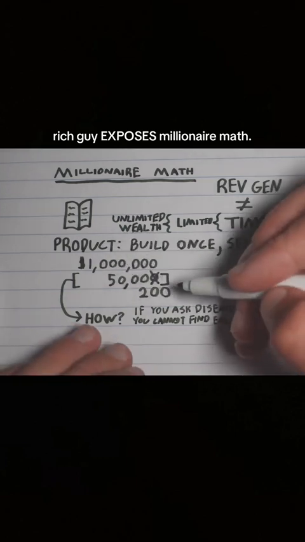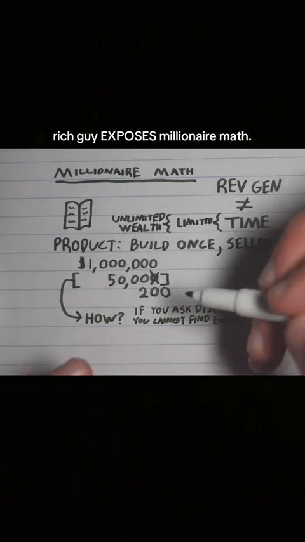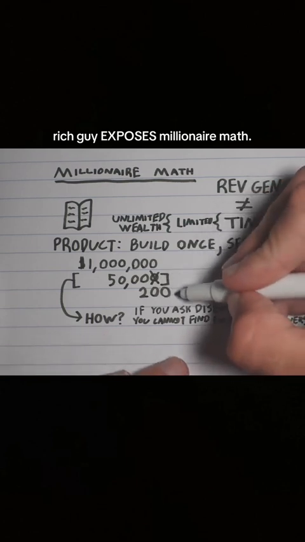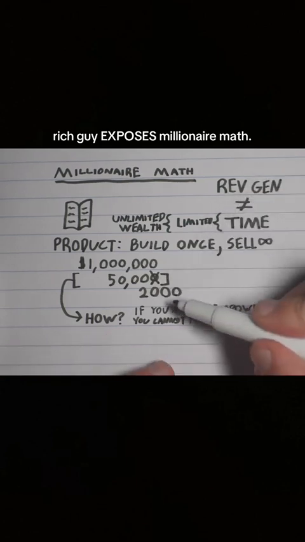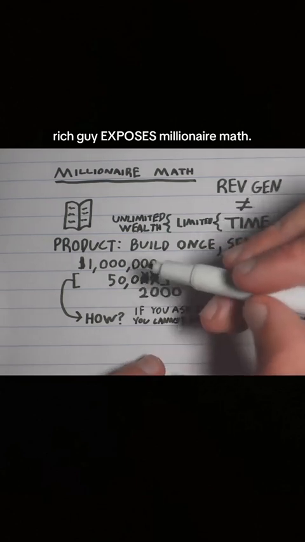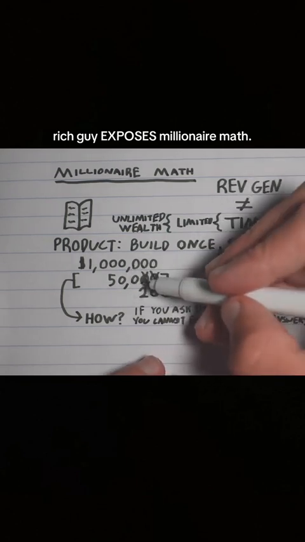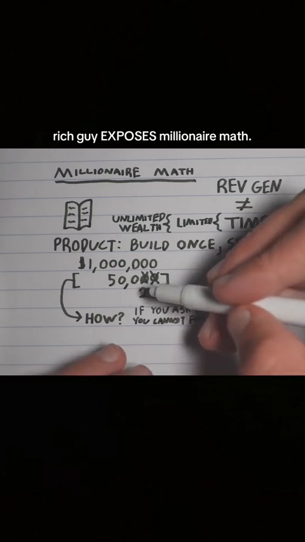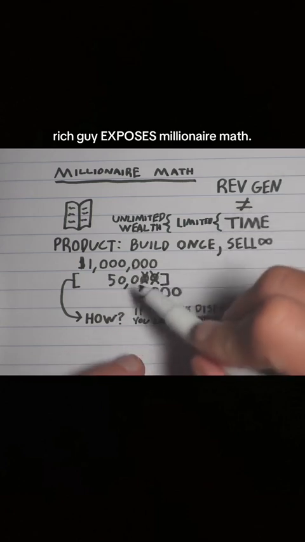And since thousands of people have already proven that this formula works, the next step is to add another 0, making your product price $2,000. But guess what? That knocks off another 0 of the 50,000. Now we're down to 500 customers, and you're still making $1 million.